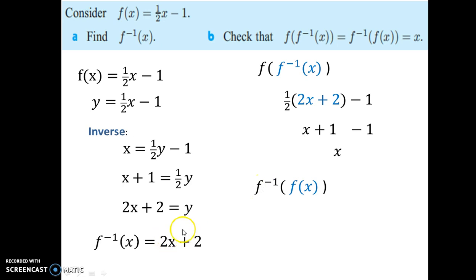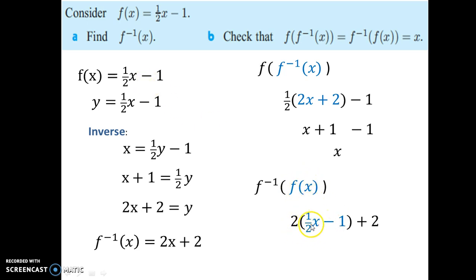Let's try the opposite of that, the original put into the inverse. So now we're going to begin with the inverse function, and we're going to take the original one and put it into this one. So here's what happens. Again, here's the inverse, 2x plus 2, but the x has been replaced with the original function, which is half x minus 1. So that goes in there.